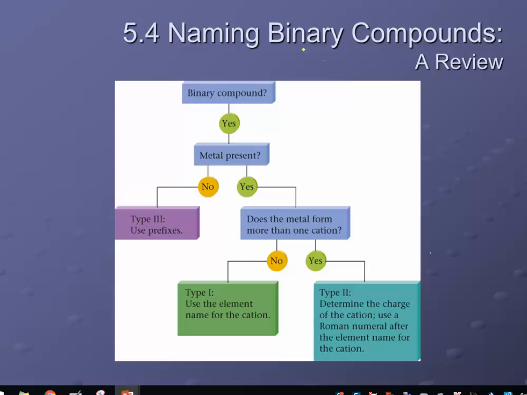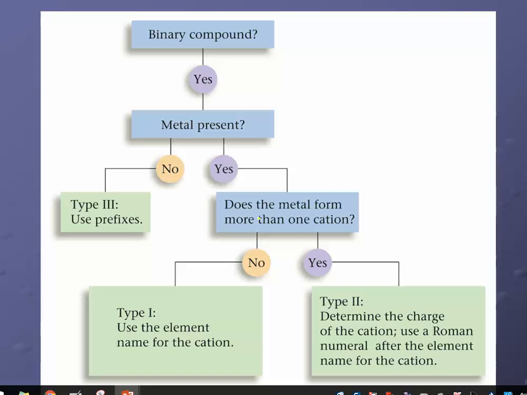Okay, here's a nice flow chart that is found in your textbook, or you can just use the one on the slideshow here. Binary, remember, means 2 elements. And then this just breaks it apart into the different types. So if you have a metal, then you know it's type 1 or type 2. If you do not have a metal, you know it's type 3. You always use prefixes in naming those. And then if it has a metal in it, then you have to decide, oh, do I need to use a Roman numeral or not? Type 1, you do not use a Roman numeral. Type 2, you do use a Roman numeral. So let's practice a couple here.